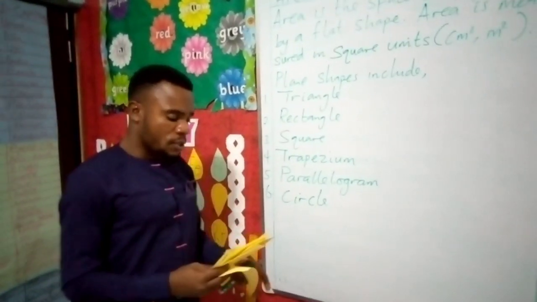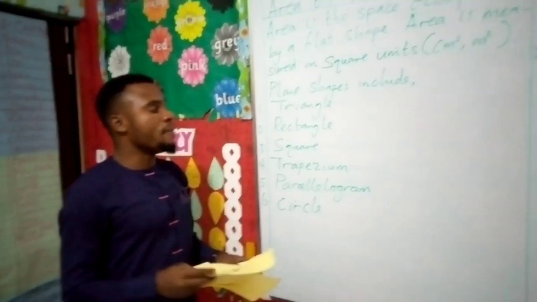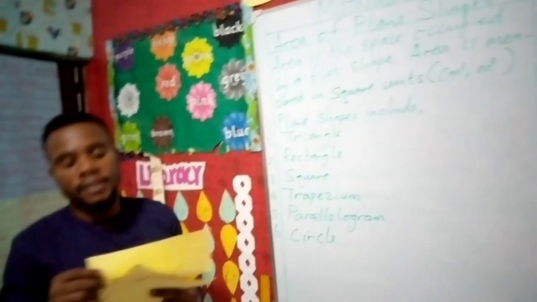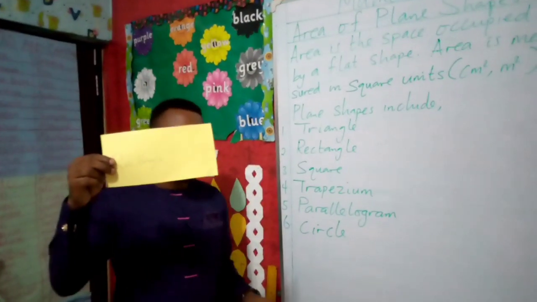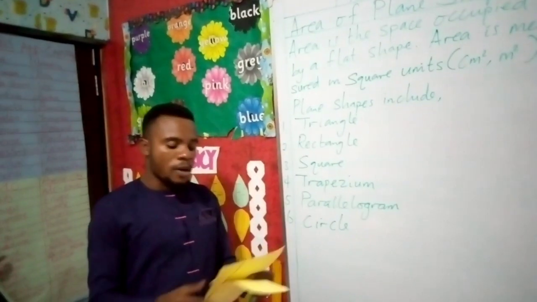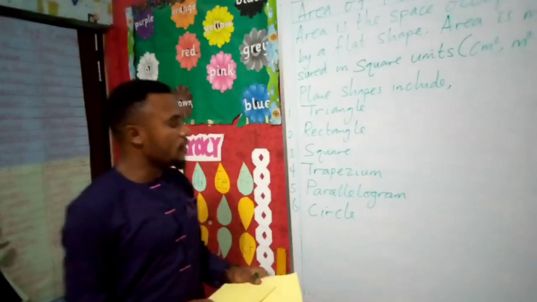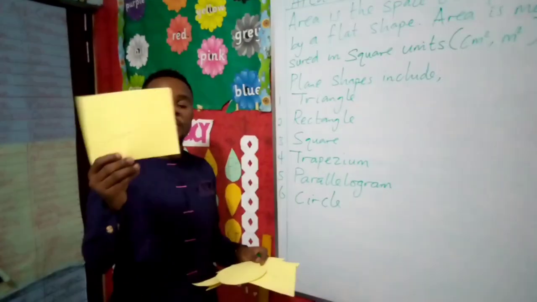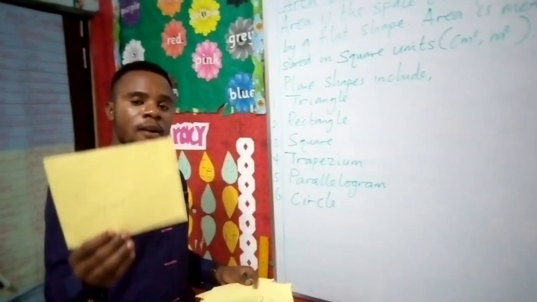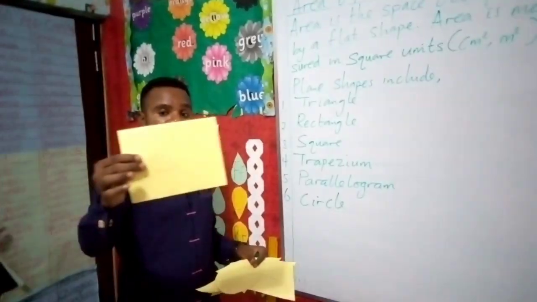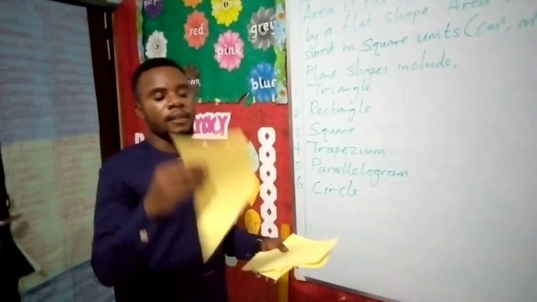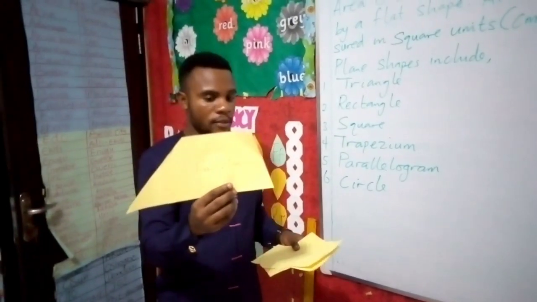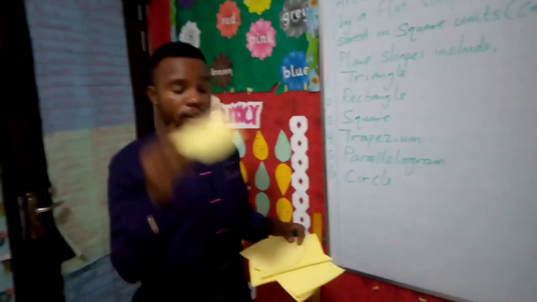Now, we went further to explain the rectangle. A rectangle has two pairs of equal sides and four corners. We went further to explain the square, which is number three. A square has four sides, and all four sides are equal. Now, trapezium, we said it has a triangle attached to it to form the shape. And they are all 2D shapes or plane shapes.